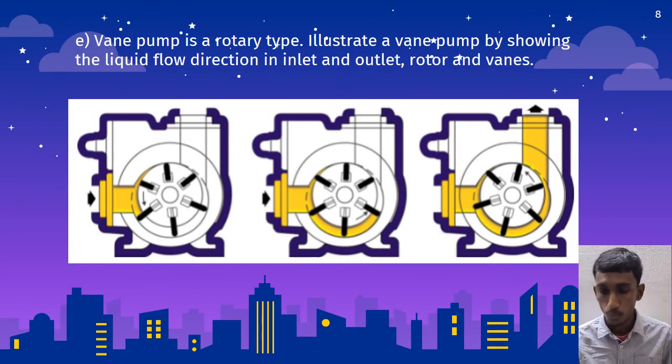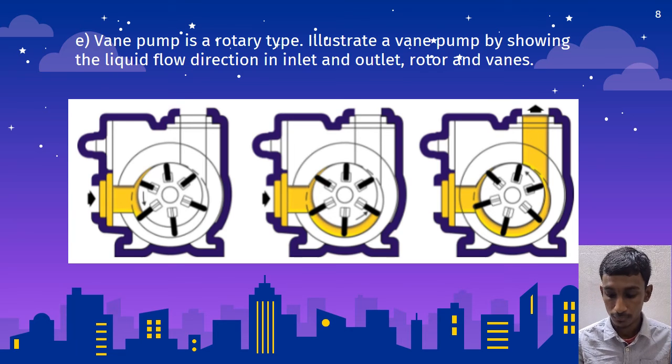Question E. Vane pump is a rotary type. Illustrate vane pump by showing the liquid direction in the inlet and outlet, rotor and vanes. So this is the layout. This is the illustration of the vane pump, and this is the liquid flow direction at the inlet and outlet, rotor and vanes.